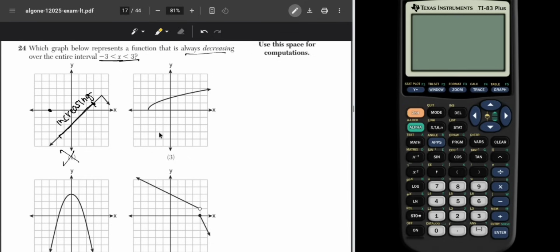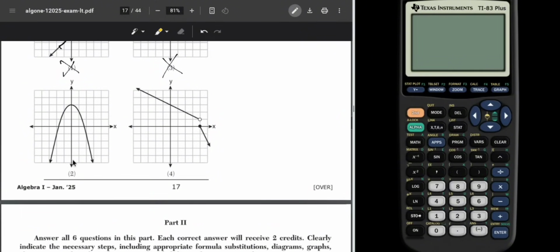Answer choice number 3, from -3 to 3. My function again is increasing, it does not decrease. Eliminate that too. Answer choice number 2, sorry, from -3 to 3. It increases, and then it decreases. But recall the question said always decreasing, so it cannot be answer choice number 2. I'm left with 4, so 4 is my answer.